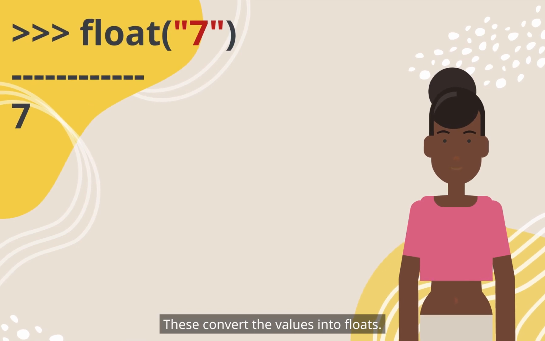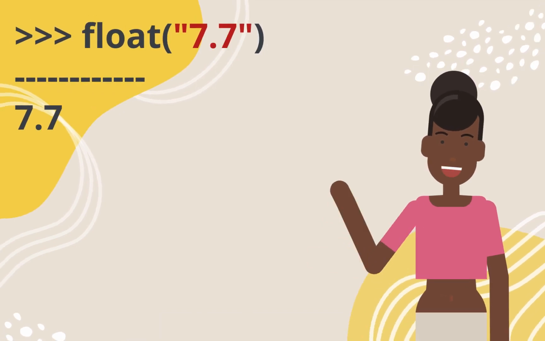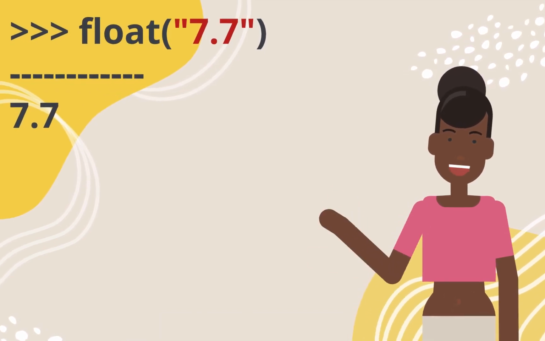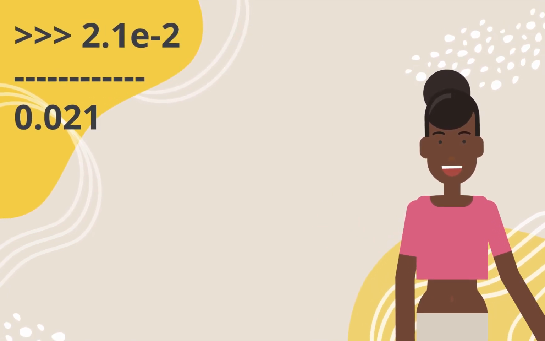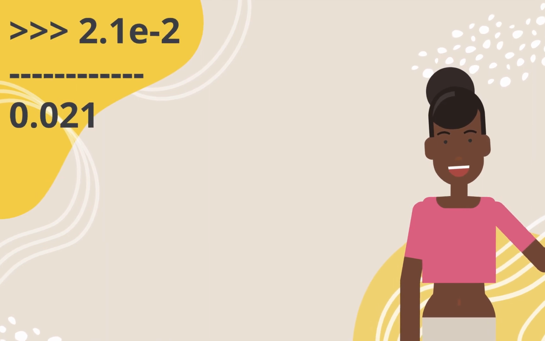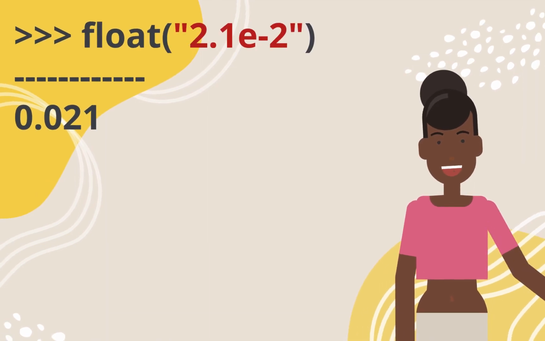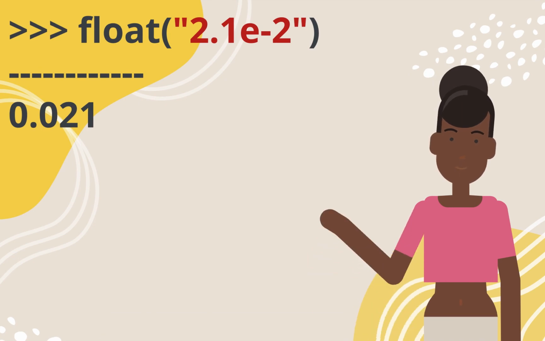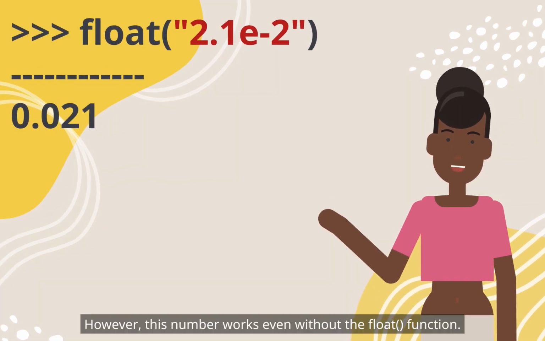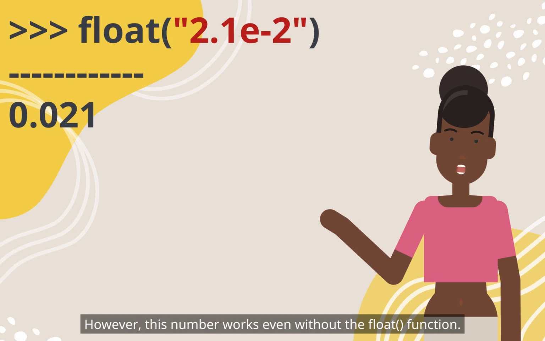These convert the values into floats. You can also use e to denote an exponential number. However, this number works even without the float function.